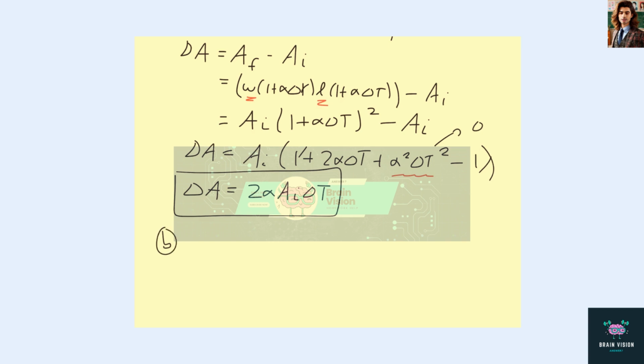Now for B, the assumption we need to make is that alpha squared delta T squared goes to 0. We need to assume that alpha squared delta T squared are very, very small. And so when we add them next to a 2 alpha delta T, it essentially does not affect our area at all. So we're assuming that alpha delta T is very small.